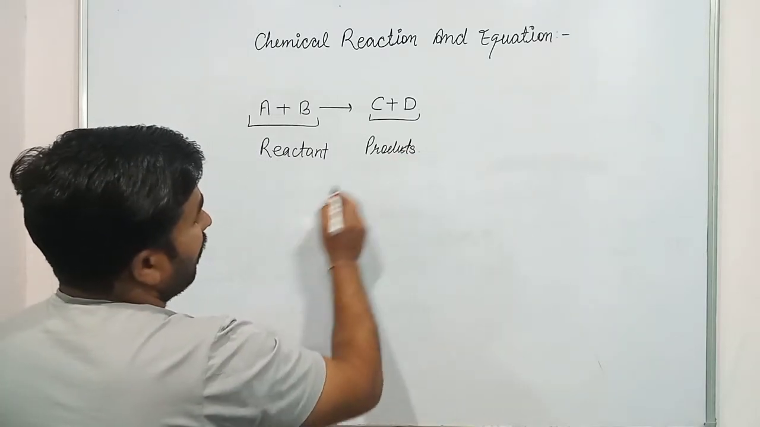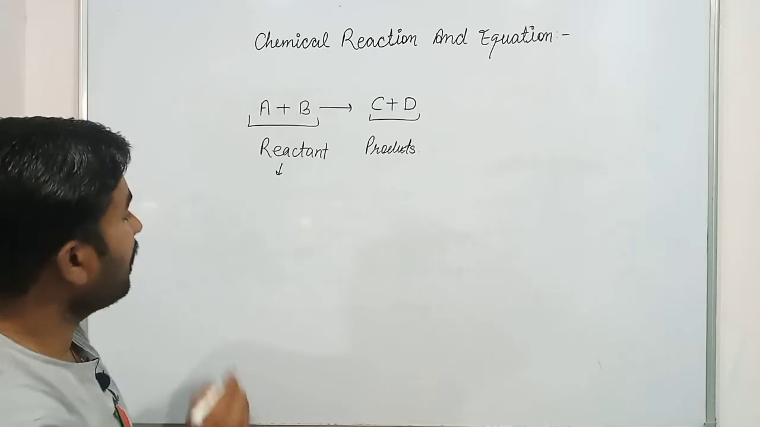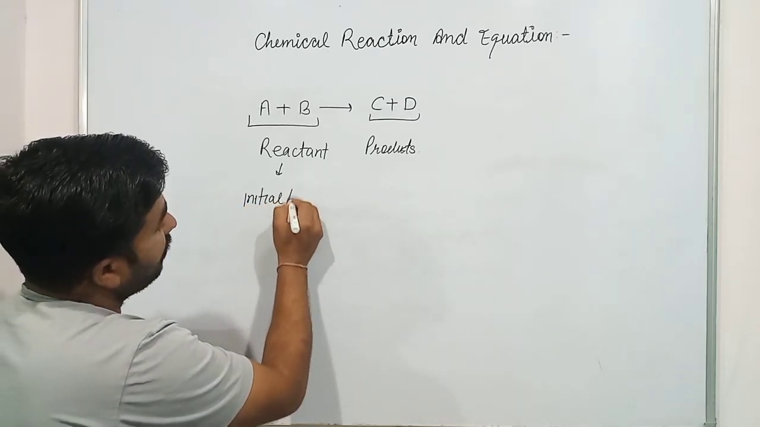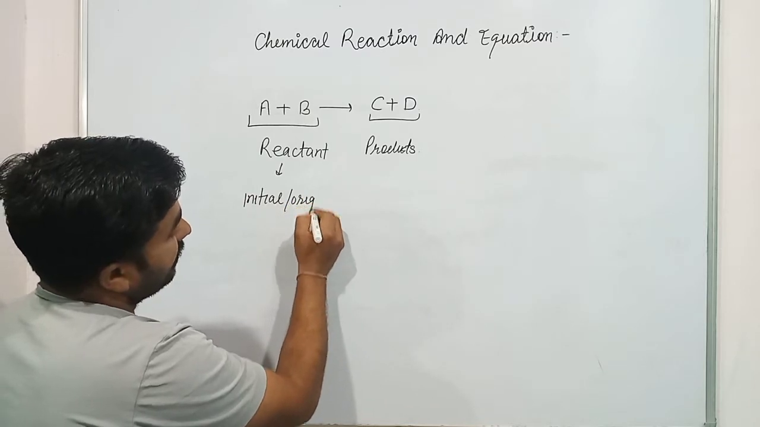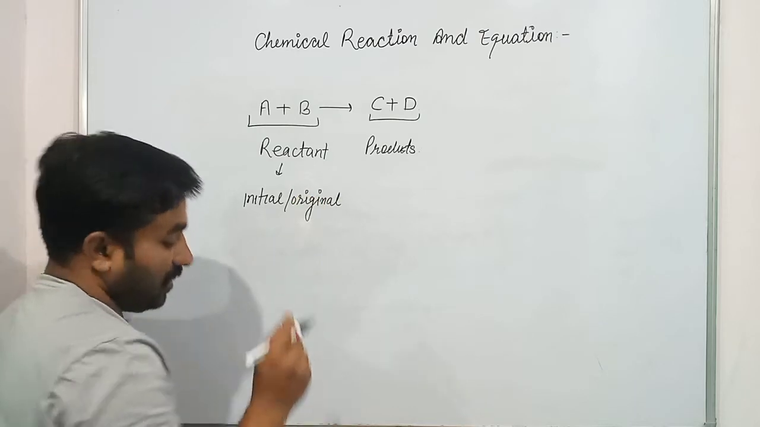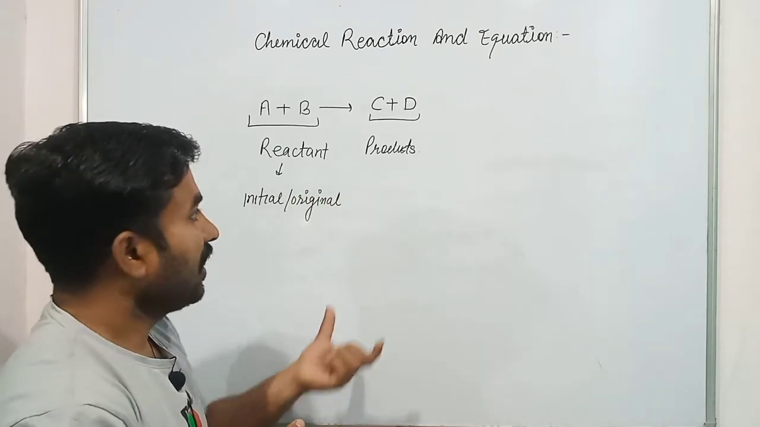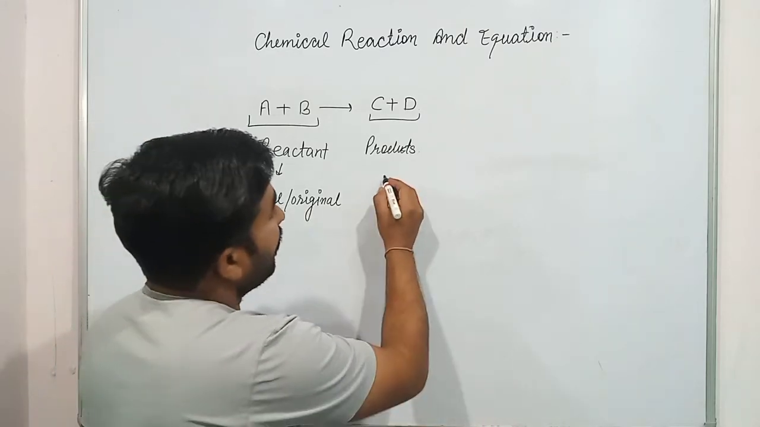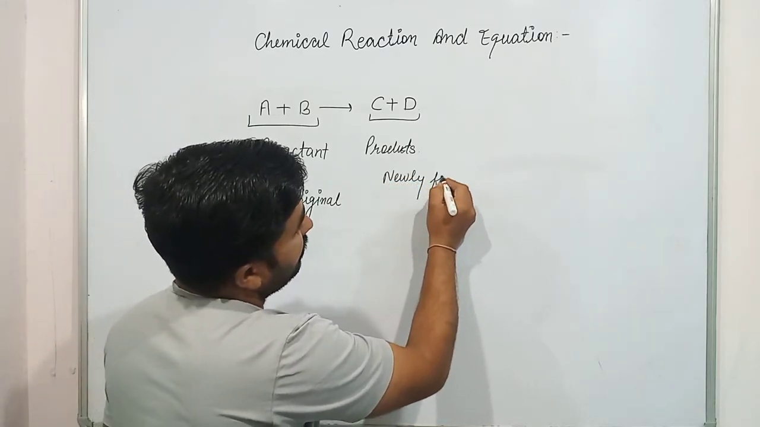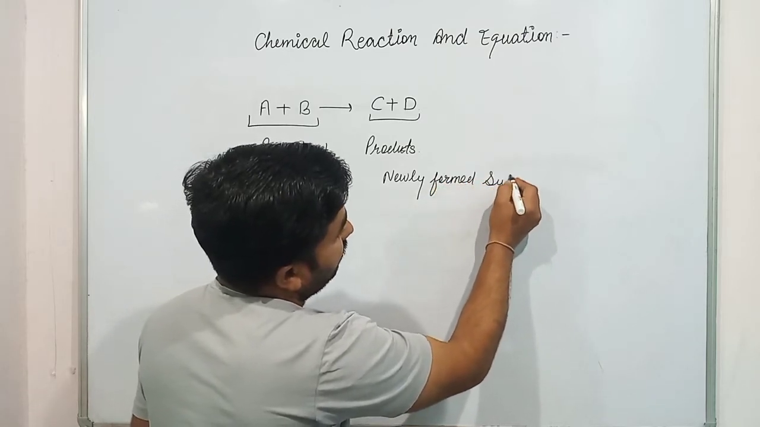Now we are talking about what the reactants are. Reactants are the initial, or you can say original, substances which undergo change during the process of chemical reaction, and the products are the newly formed substances during the chemical reaction.